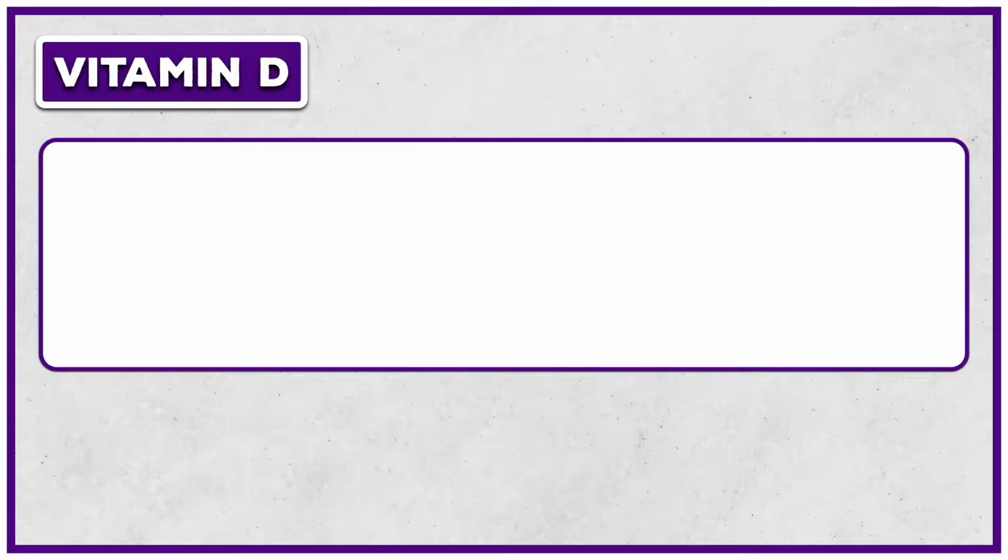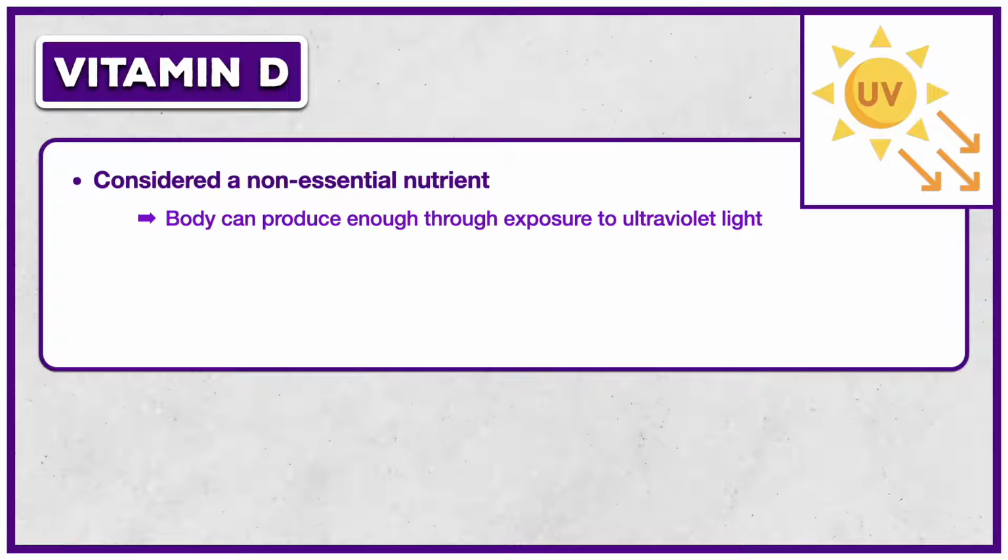The next fat-soluble vitamin is vitamin D. Vitamin D is considered a non-essential nutrient, meaning we can satisfy our need for it without consuming it through foods or beverages. That's because the body can produce enough through exposure to ultraviolet light, which the sun emits.